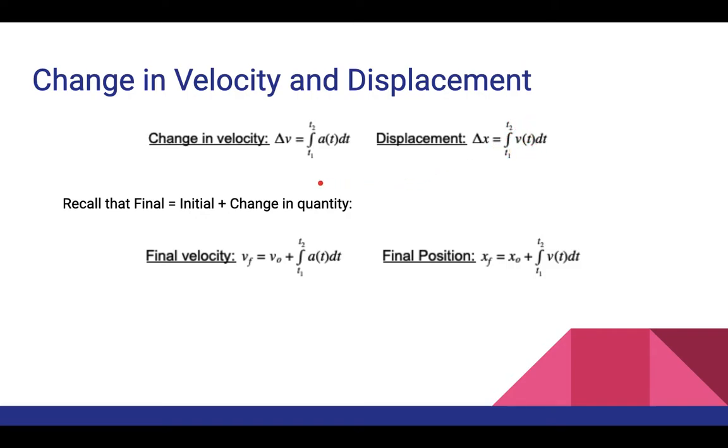So if we are given an initial velocity or initial position, and we want to figure out a final velocity or a final position, we can recall from when we studied the fundamental theorem of calculus in Unit 4 that final equals initial plus a change in quantity. So we have final velocity equals initial velocity plus our change in velocity, which is represented by this definite integral right here. So final velocity is going to equal initial velocity plus the definite integral of acceleration from t1 to t2.